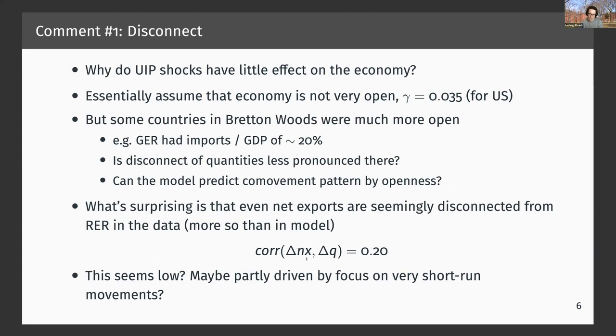And I think what's kind of interesting is that there's a large set of papers out there that document that trade elasticities are different across different horizons. They tend to be smaller in the short run and larger in the long run. I think it would be nice to tie that to that literature.